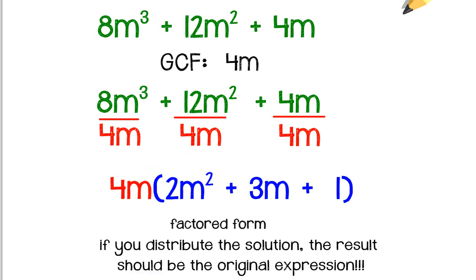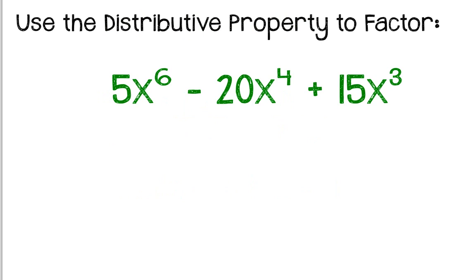All right, let's take a look at a couple more examples before you try it on your own. So I'm going to look at my 3 front numbers here, and the smallest one is 5, so I can't pick a GCF higher than that. So my GCF is going to be 5, because 5 can divide evenly into 20 and 15. They all share the letter x, and the smallest variable power is 3, so 5x cubed will be my GCF.